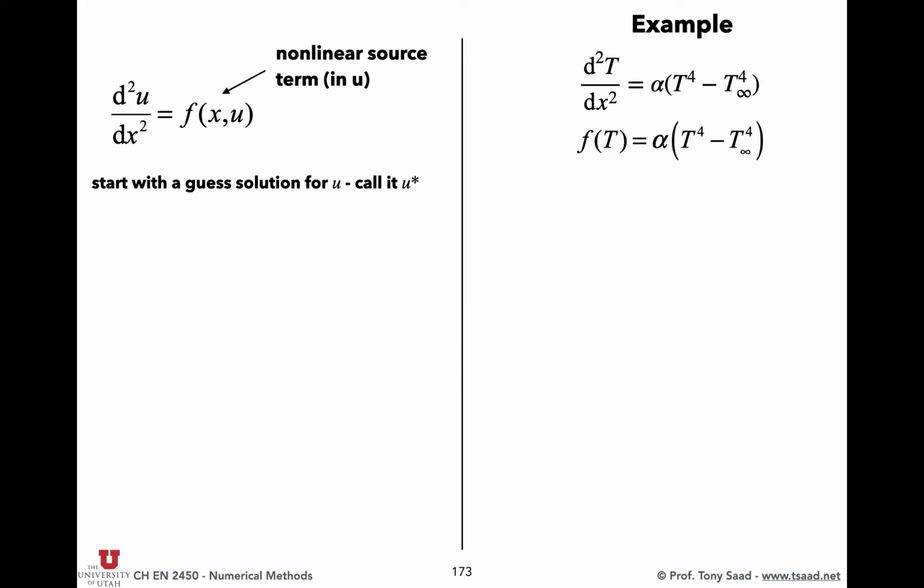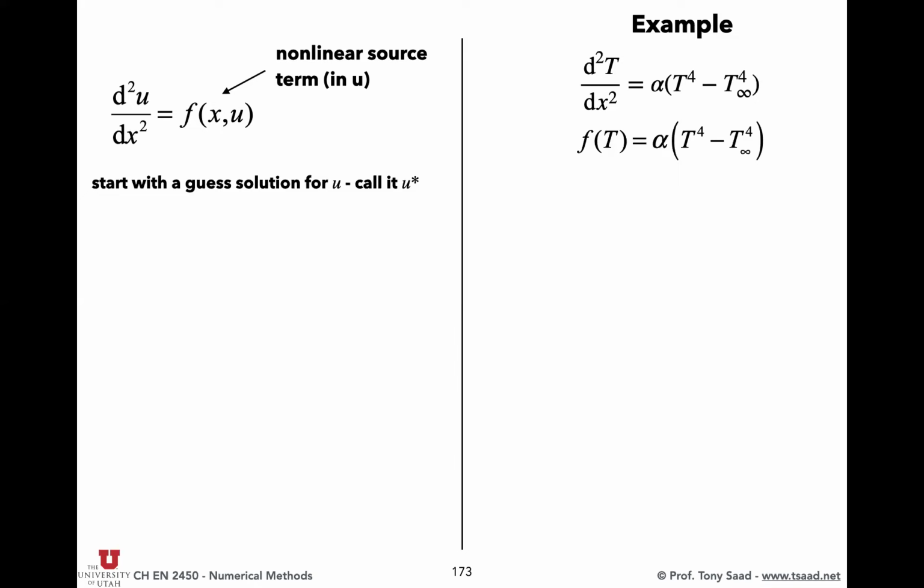Now, this is similar to what we did in Newton's method. We had a nonlinear equation. We would start with a guess for the root and then refine that guess until we hit the root, right? So this is no different. We're going to apply that same method to the equation directly, to the full continuous equation directly.